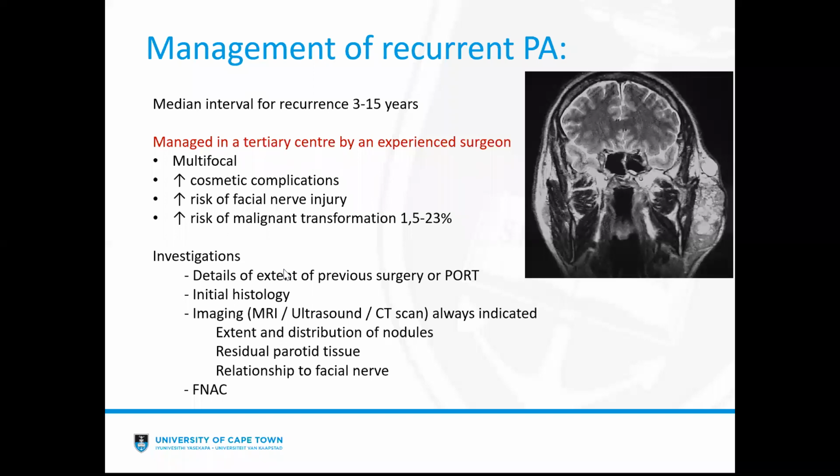In terms of the investigations going in, you really want as much information as possible. One should ideally have the details of the previous surgeries. One should review the initial histology. One should have an MRI to delineate the extent and distribution of the recurrent nodules, the residual parotid tissue, and the relationship of the recurrences to the facial nerve. An FNA of the recurrence and any associated lymphadenopathy is warranted due to the concern of malignant transformation. In these cases, FNA may be assisted by ultrasound guidance.